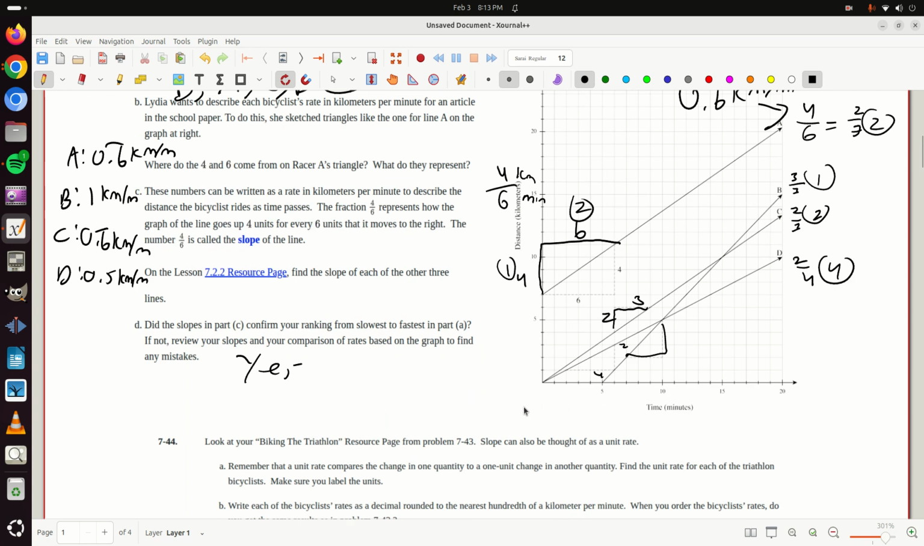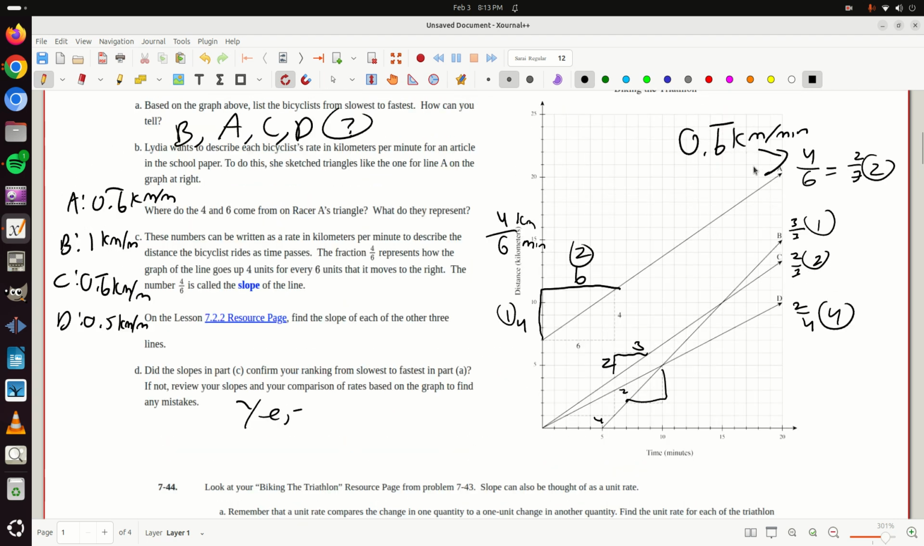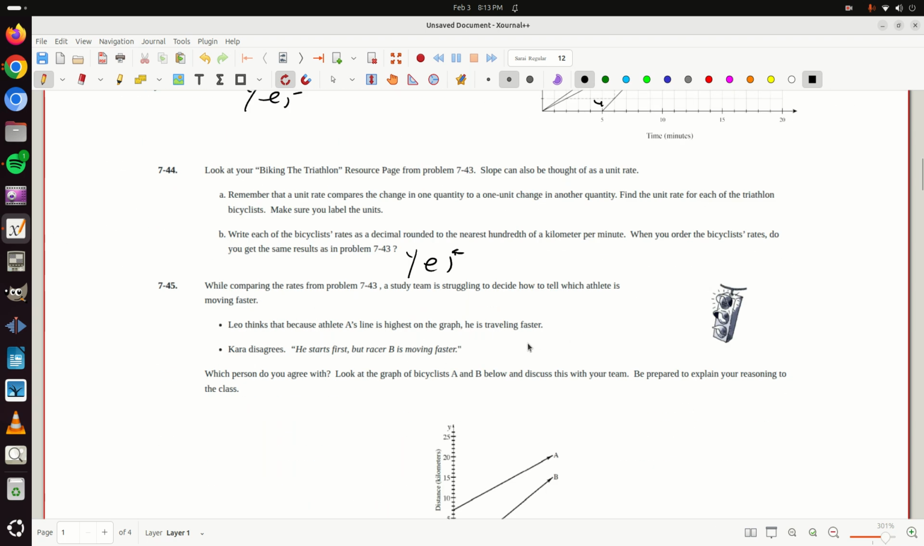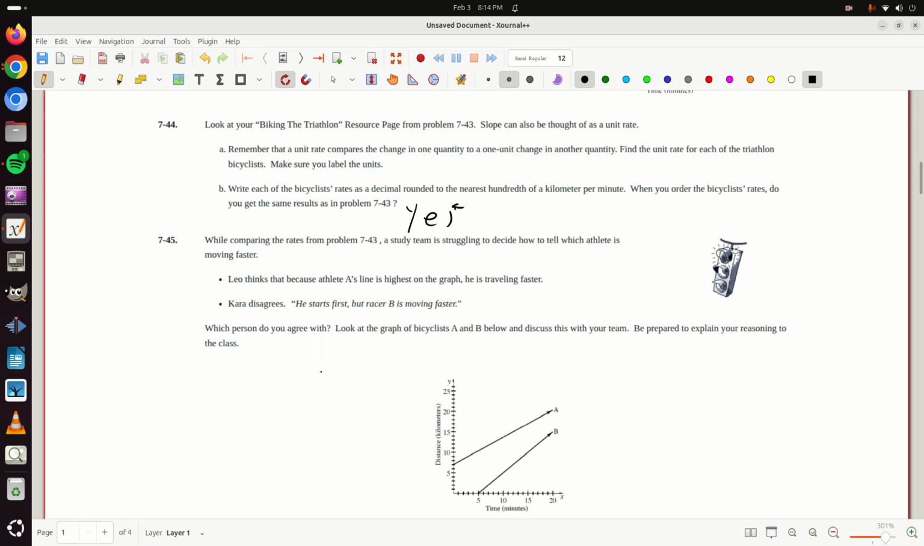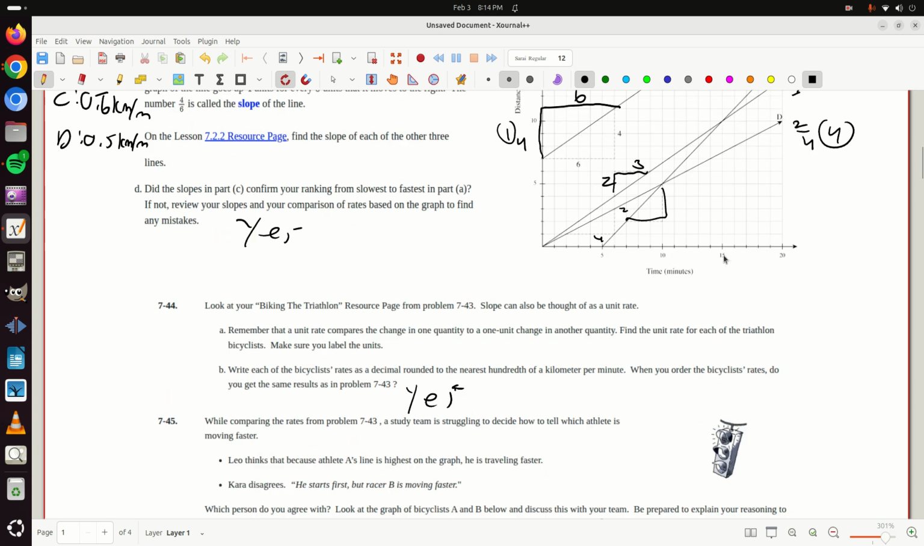Well, I would definitely agree with Kara. It's true that everybody, A, C, and D started earlier than B, but B is definitely moving faster. So I would say Kara is correct. B is fastest. It looks like what's going on is that B just got a late start, right? We talked about getting out of the water later and running later, so it looks like that's what happened to B.